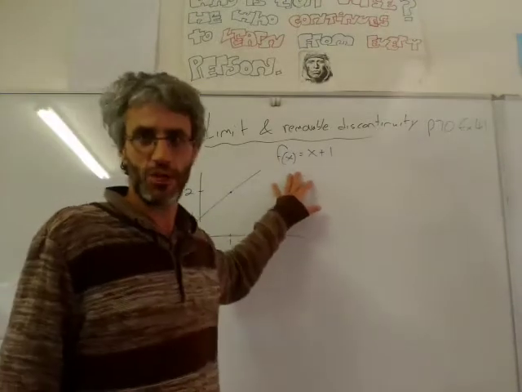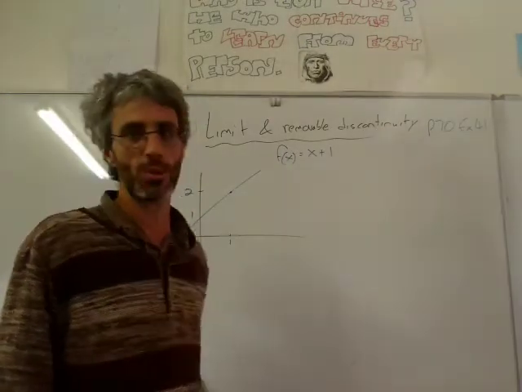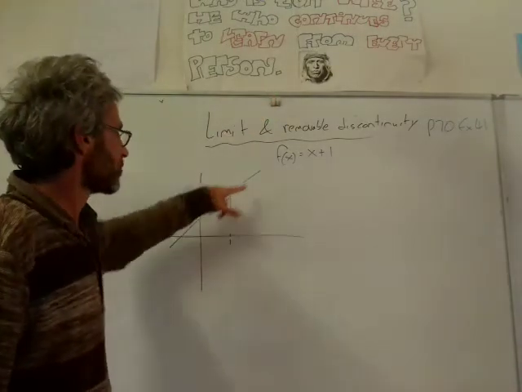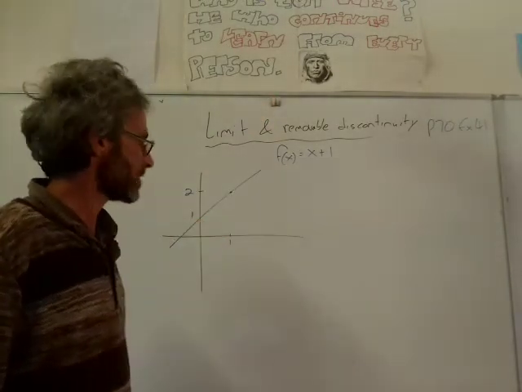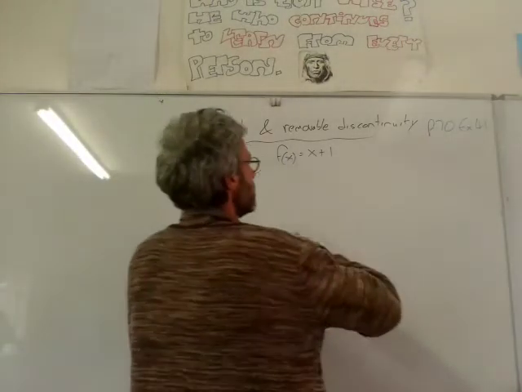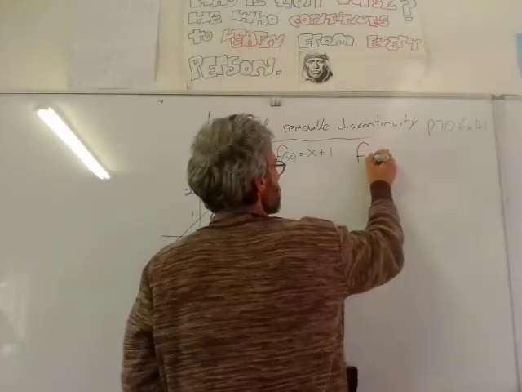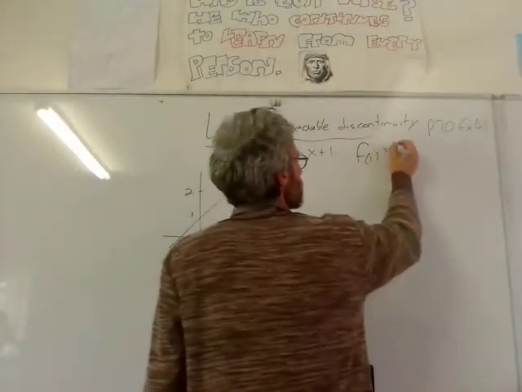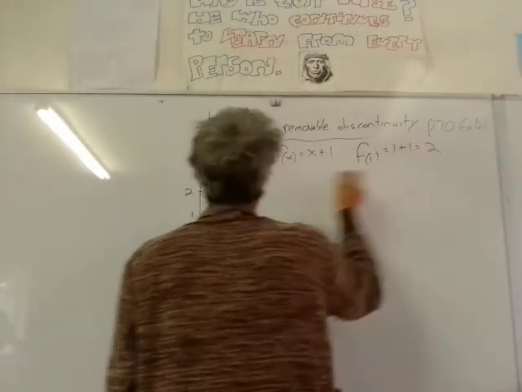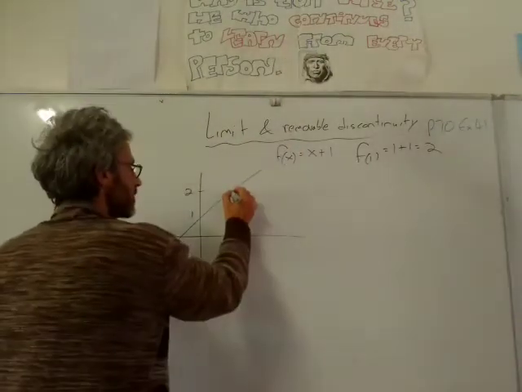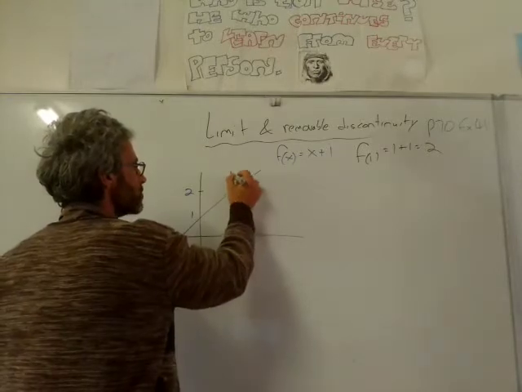So let's take a very simple function, f of x equals x plus 1. It's a straight line. Gradient is 1, y-intercept is 1. Let's look at the specific point, what happens when x equals 1, in other words f of 1. Obviously it's 1 plus 1 equals 2. So we've got that coordinate. This line goes straight to this coordinate, which is (1, 2).